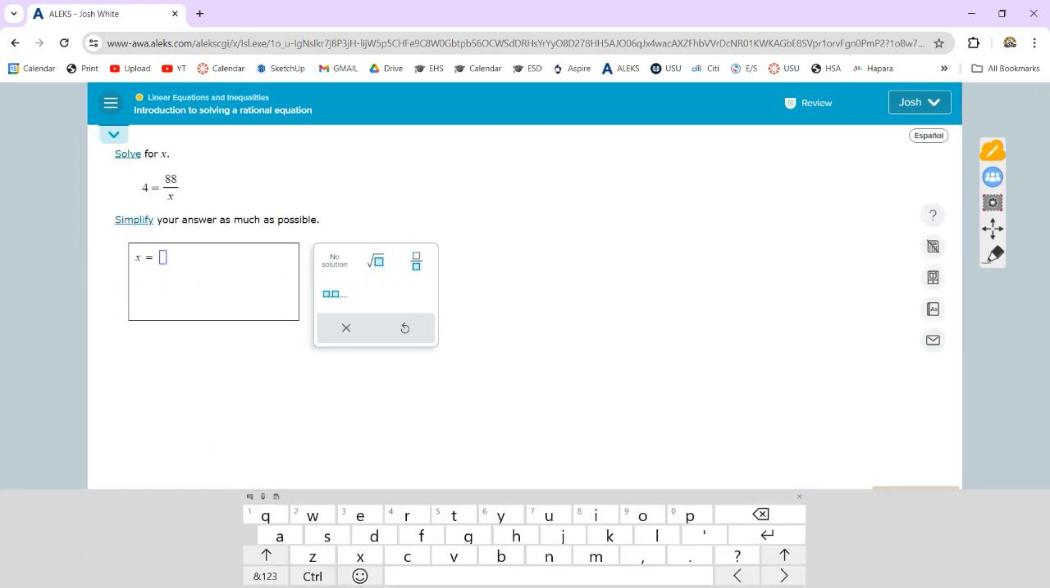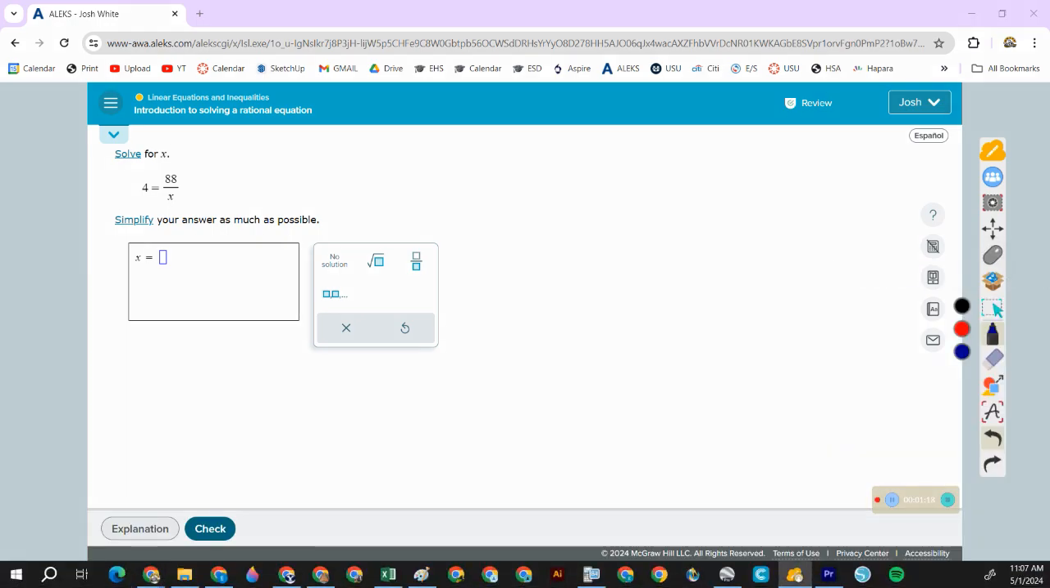Let's see if this one's any different. Same idea here. We cross multiply. 4x equals 88. Divide by 4. x is 22. And we check it. Is 22 allowed? Yeah.